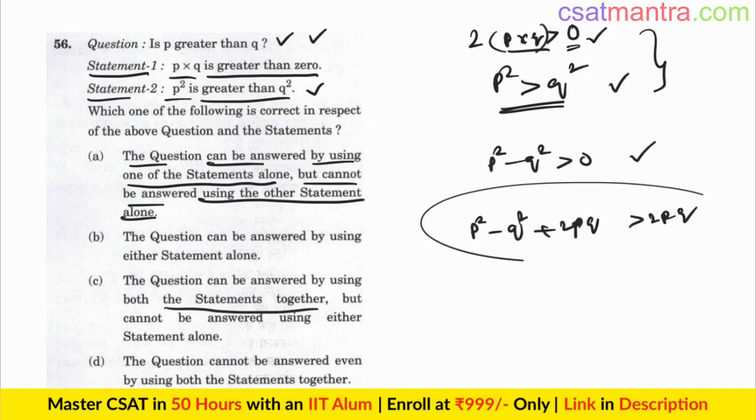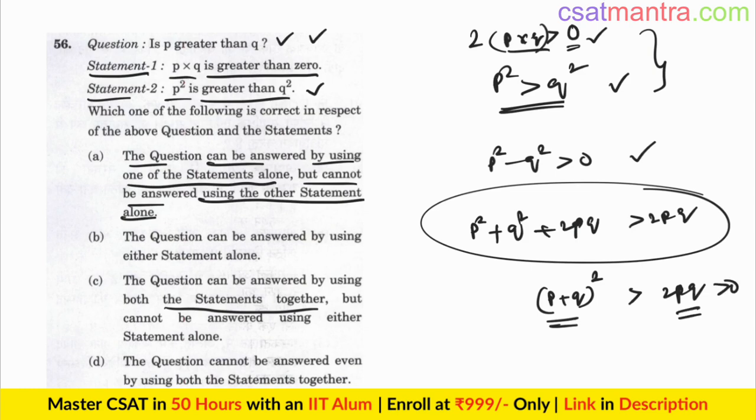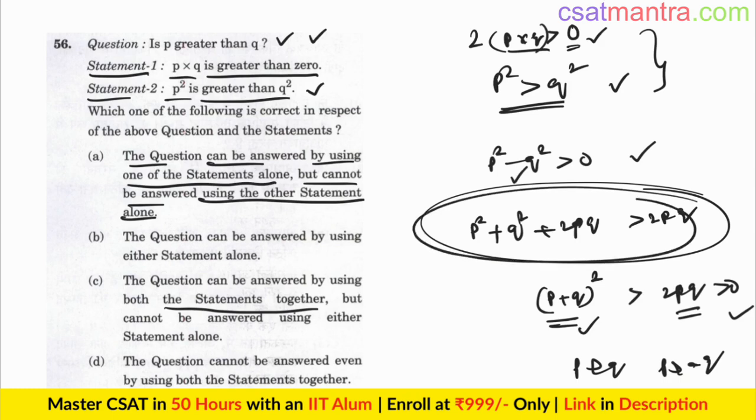You see, I can't find a relationship between P and Q here. If this would have been plus, then I would have got P plus Q whole square greater than 2PQ, so this is greater than 0. A square is always greater than 0, and in any case, since this is greater than 0, this would be greater than 0. This way you can find a relationship between P and Q, or P and minus Q. But you have minus here. So when you do it like this, you cannot write it in the form of A plus B whole square.